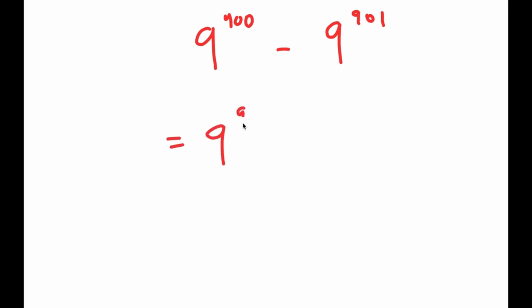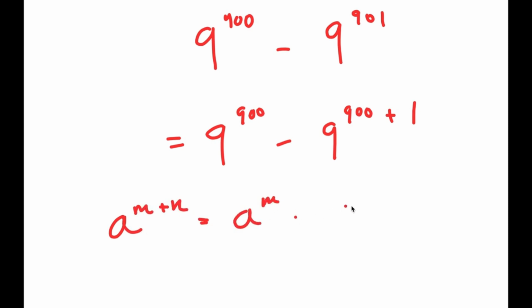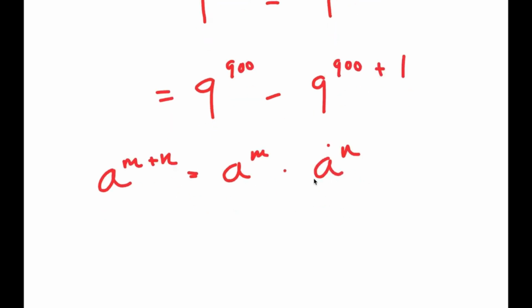Alright, so in this video, I'm solving the problem 9 to the power of 900 minus 9 to the power of 901. So to solve this, I'm going to first start by rewriting 9 to the power of 901 as 9 to the power of 900 plus 1. And from here, if I have something in the form a to the power of m plus n, this is equal to a to the power of m times a to the power of n.